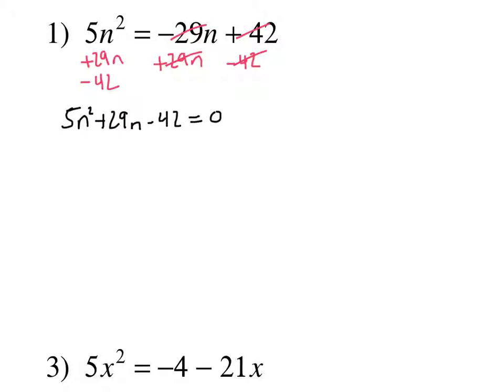Can we factor out a GCF? No. So at this stage, we get to choose how we're going to do it. Quadratic formula? Quadratic formula is definitely an option. You guys okay with that? Yes. All right. So, the quadratic formula. x equals -b plus and minus the square root of b squared minus 4ac all over 2a.